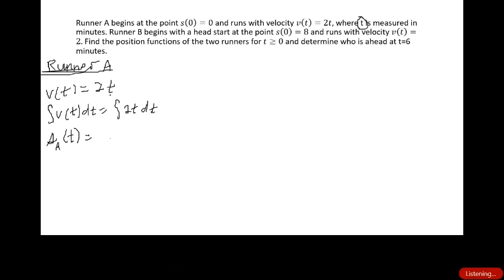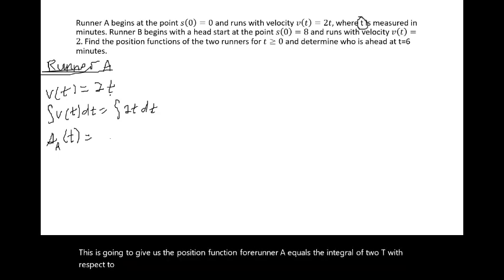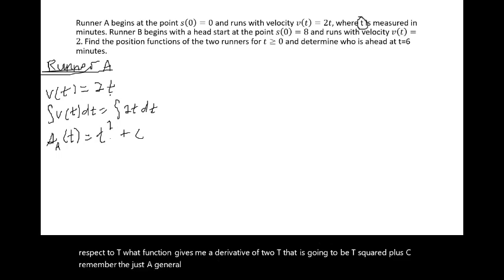So that is going to give us the position function for runner A equals the integral of 2t with respect to t. What function gives me a derivative of 2t? That is going to be t squared plus c. Remember, just a general antiderivative will give you a family of functions, and this is called the general solution.